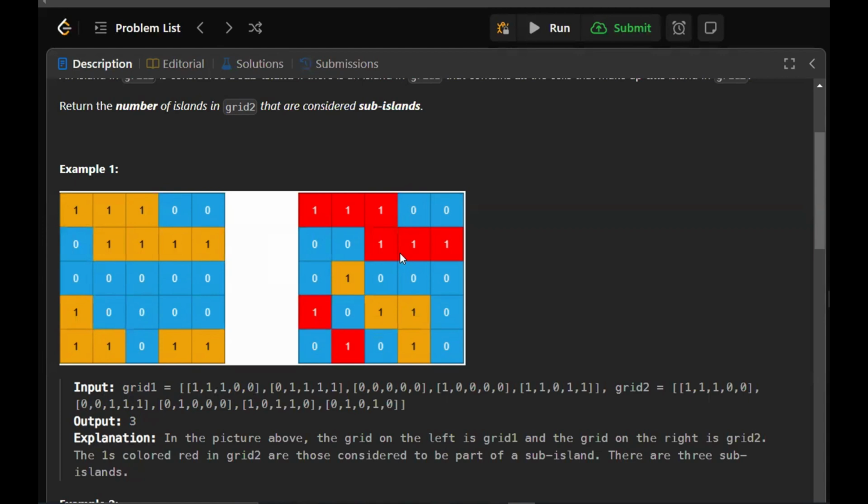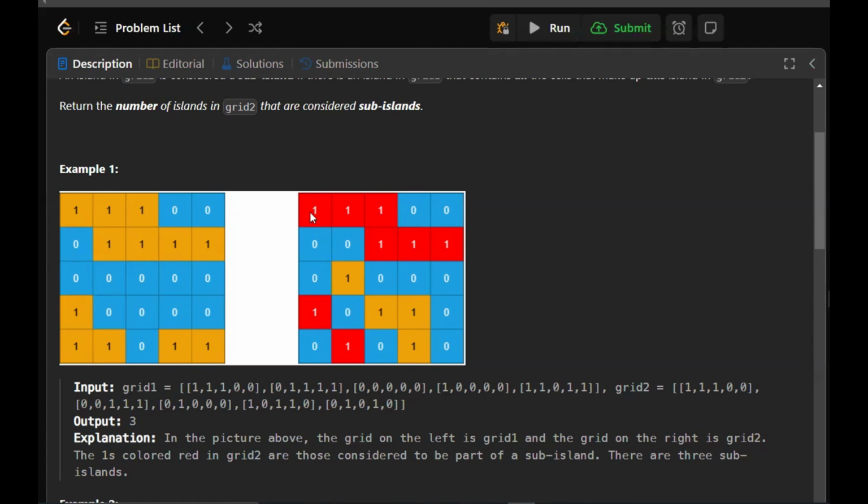Here, what is a sub-island? A closed region of 1s is considered a sub-island if all of the elements in this region are equal to 1 in both the first and second grid. Suppose let's consider this red one. In this region, the corresponding value is 1 in both the first and second grid. So it is one of the sub-islands. Similarly for this one also.